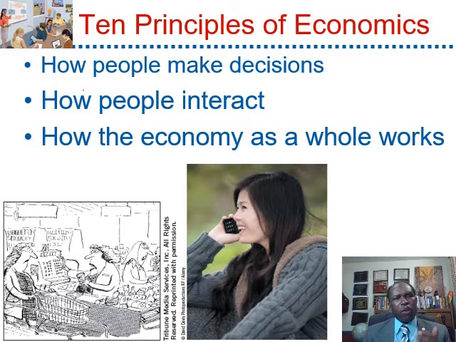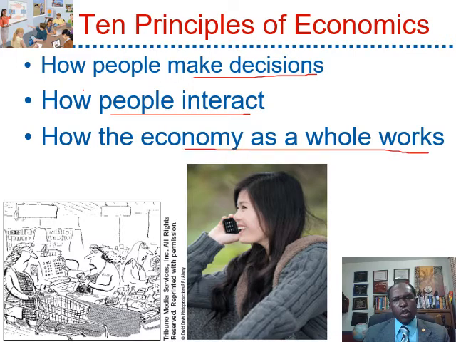The 10 principles of economics can be divided into three categories. The first one is how people make decisions. The second one is how people interact. The third one is how the economy as a whole works. The first category will consist of four principles. The second category will consist of three principles, and the third category will consist of three principles.